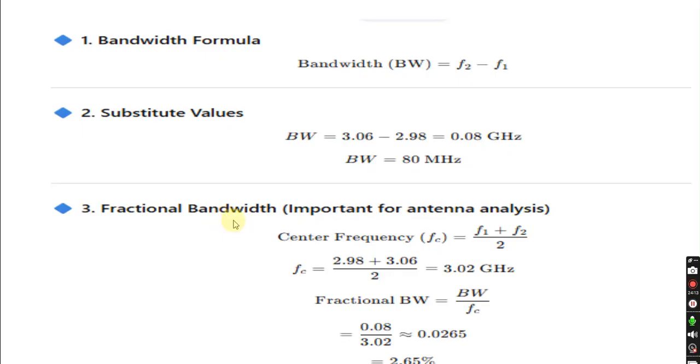And here we calculate the fractional bandwidth. So in which the center frequency formula Fc is equal to (F1 plus F2) by 2. We substitute the 2.98 as lower cutoff and upper cutoff 3.06, and we get the center frequency is 3.02 gigahertz, and the fractional bandwidth is equal to bandwidth divided by Fc. Here the bandwidth is 80 megahertz. For calculating the fractional bandwidth, we convert the megahertz to gigahertz and we get 0.08 divided by 3.02. So finally we get 2.65 percent as fractional bandwidth.